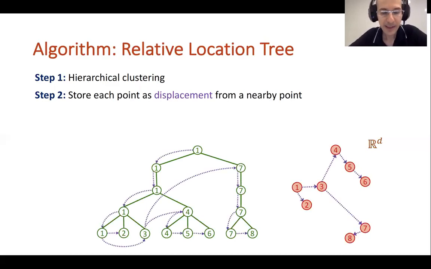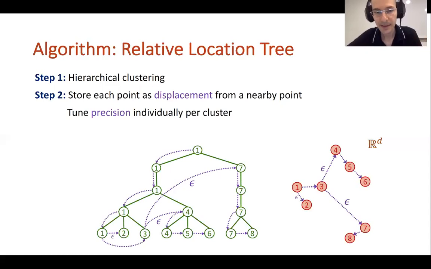And the second stage is to store each point as the displacement from a nearby point. So there is a pretty technical process of how to choose those previous points, but it's possible. And we are also going to tune the displacement, the precision along each edge exactly to what we need it to be. So like in the previous slide, in the first case, I scaled down epsilon so the estimates are correct. I'm going to do this for each edge. I'm going to choose epsilon to be exactly what I need it to be so that all the estimates that I'm using it for are going to be correct.